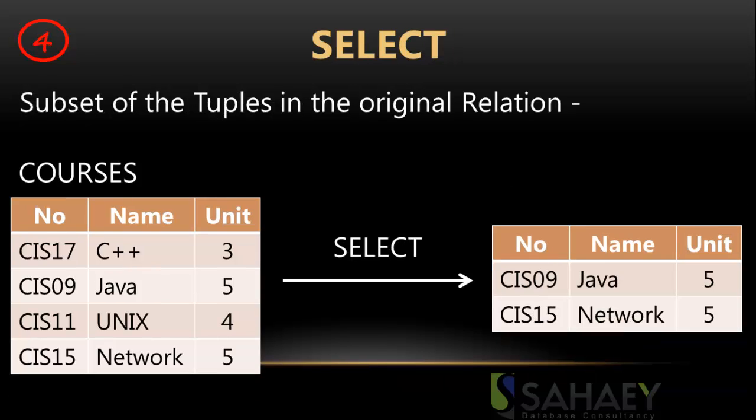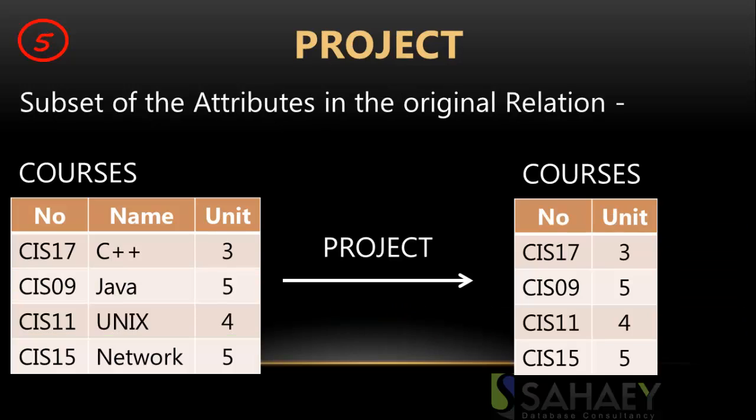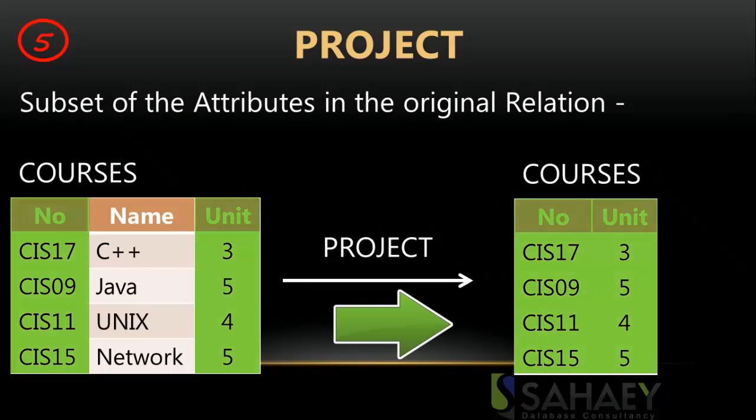The select operation is a unary operation and creates another relation. The tuples in the resulting relation are a subset of the tuples in the original relation. The project operation is also a unary operation. The attributes in the resulting relation are a subset of the attributes in the original relation.